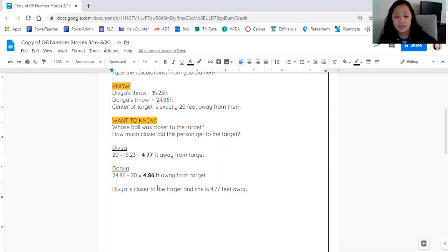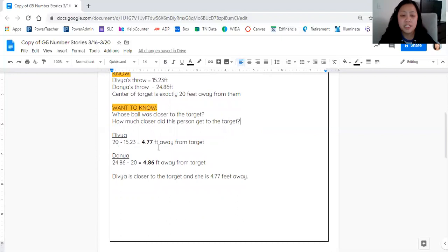Divya, exactly. Divya is closer to the target, and the difference between her ball and the target is only 4 and 77 hundredths feet away. 4 and 77 hundredths is smaller than 4 and 86 hundredths, therefore her ball is closer, even though it might look on the surface that her ball is actually further away. It's important to do the math behind this, right?